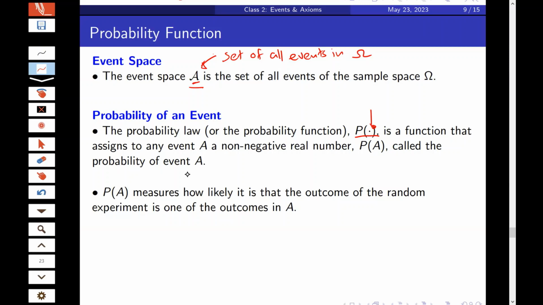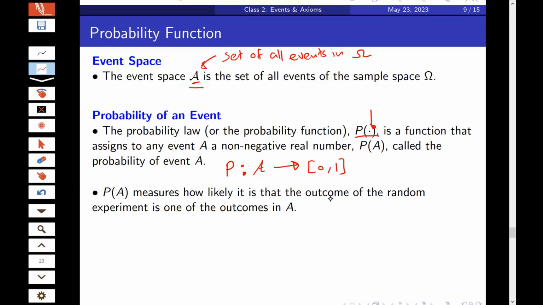P of A is called the probability of an event. So P of A is like a function. We can denote it like this in function notation: P is a function from curly A to the real number line between 0 and 1. After we define the probability axioms, this will be more clear. But for now we can define it like this.